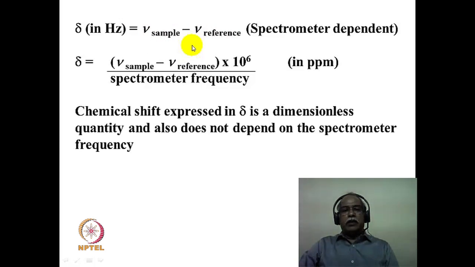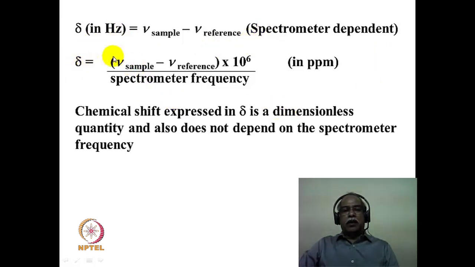We already know that the sample frequency and the reference frequencies are dependent on the NMR spectrometer. In other words, it is dependent on the B0 that is being applied. Different spectrometers will have different B0s, and that is the reason the delta expressed in Hertz, in other words in frequency units, is dependent on the spectrometer frequency.